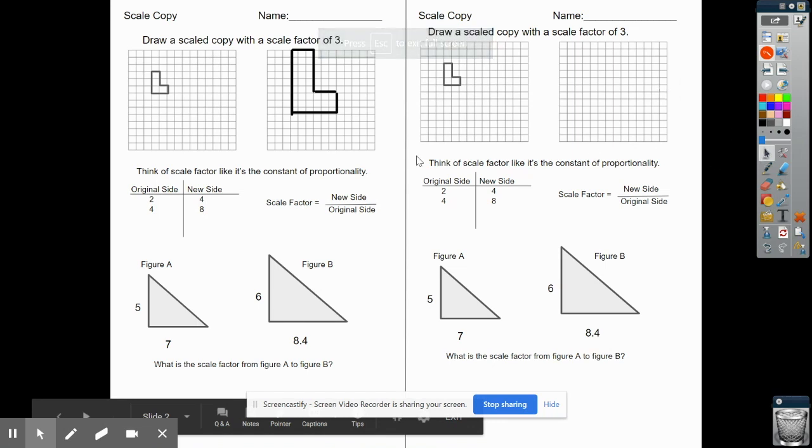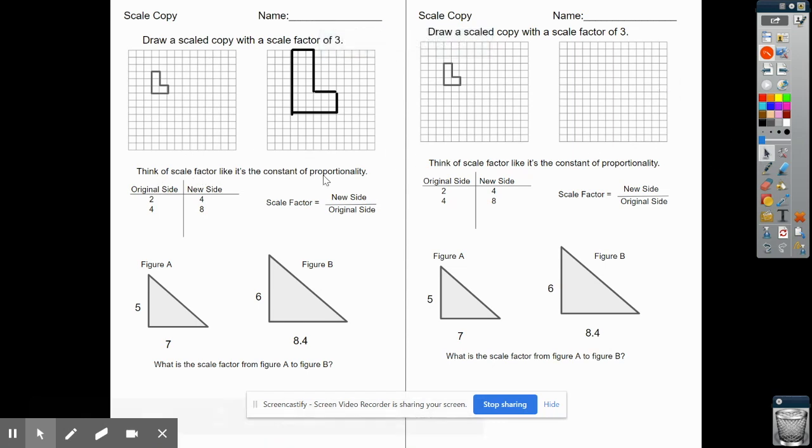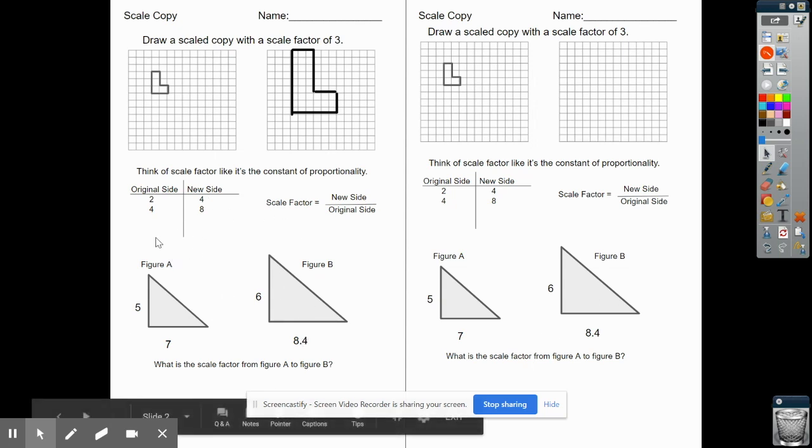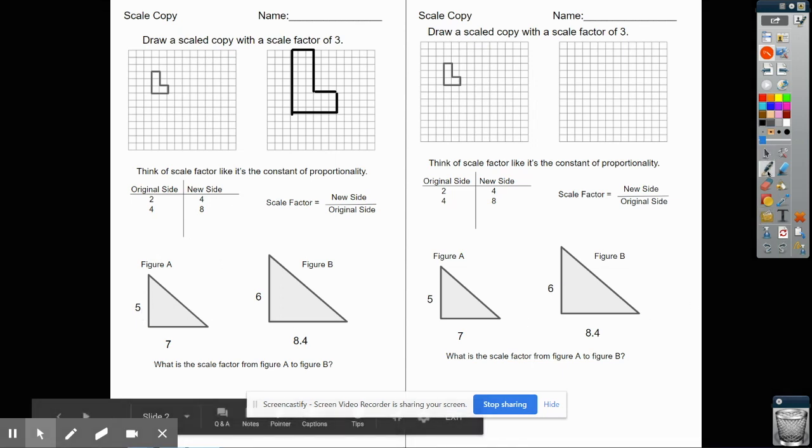All right, so I want you guys to think of scale factor like it's the constant of proportionality. So we have the original side and the new side. This is going back to the problem on the front. The original side was 2. The new side was 4. Well, what's the scale factor? We take the new side and divide it by the original side. Remember y divided by x? It's the same format. To figure out scale factor, it's kind of like saying y divided by x, except it's the new side divided by the old side. So let's see if we can figure out how to do that in the next problem.